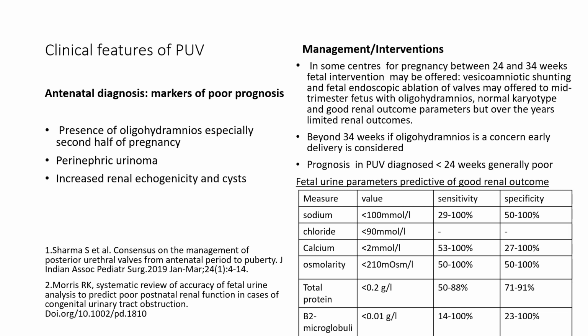But there have been some studies that have shown that these parameters may not be so accurate at predicting renal outcome. Beyond 34 weeks, if oligohydramnios is present, the mother is prepared for early delivery, things like maturation of the lungs, so that if the intrauterine environment is deemed to be too dangerous for the baby, then the mother will be delivered.